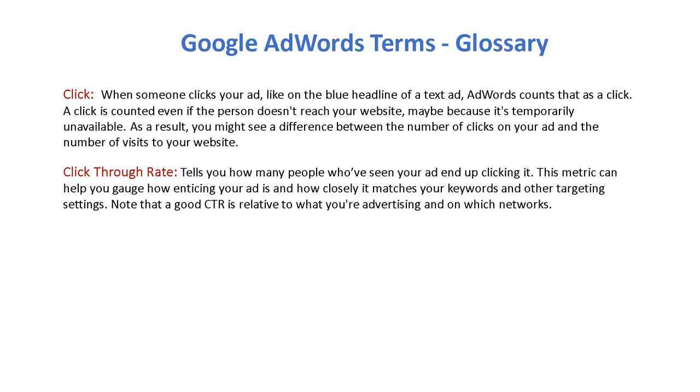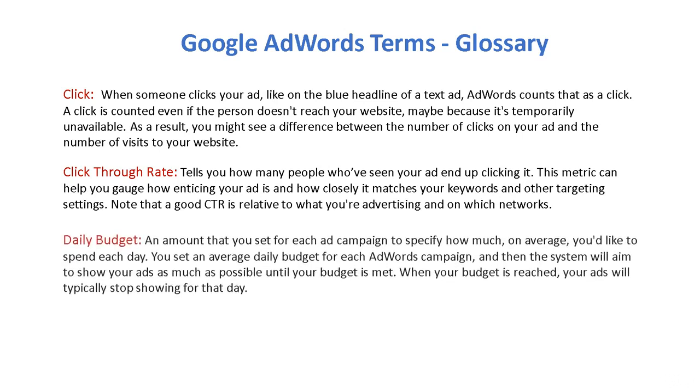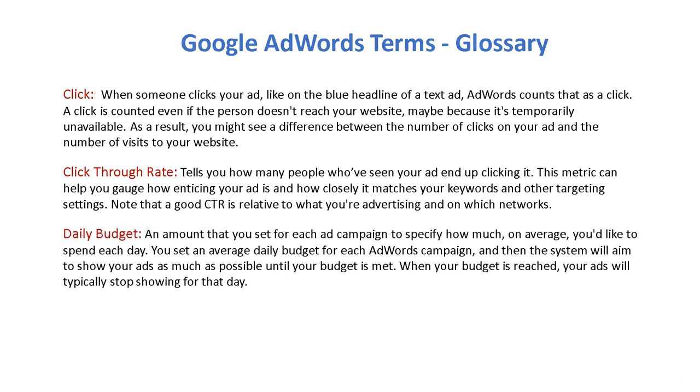Daily budget. This is an amount that you set for each ad campaign to specify how much on average you'd like to spend each day. You set an average daily budget for each AdWords campaign, and then the system will aim to show your ads as much as possible until your budget total is met. Once your budget is reached, your ads will typically stop showing for the rest of that day.